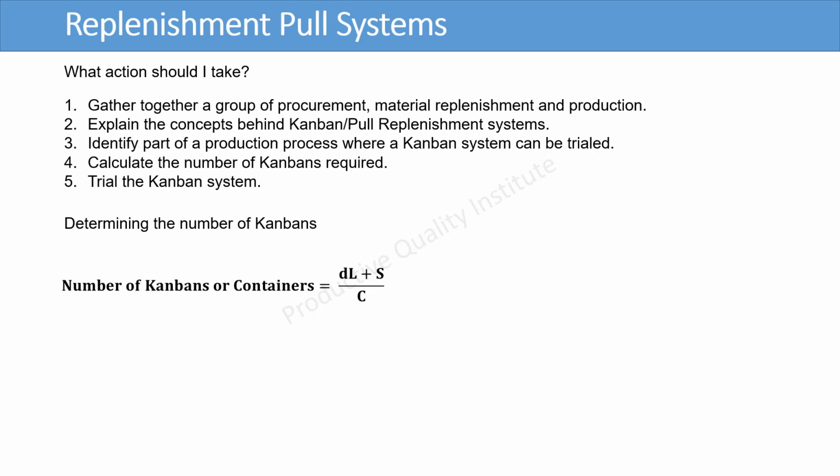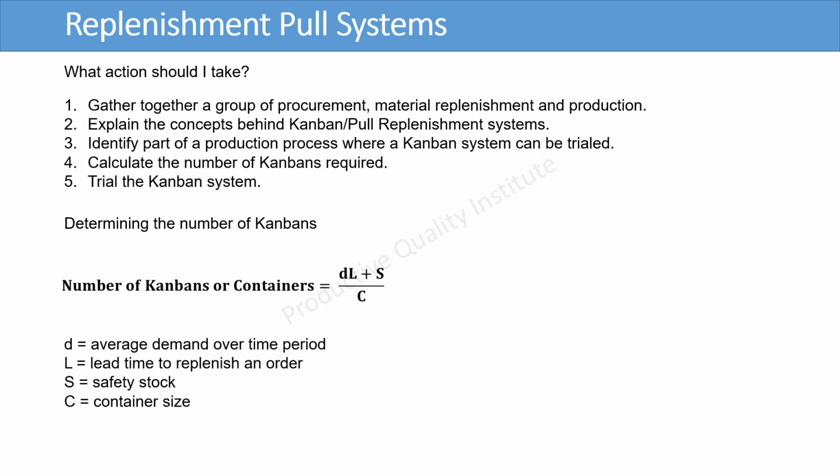Determining the number of Kanbans: the number of Kanbans or containers is equal to the average demand over the time period, multiplied by the lead time to replenish an order, plus the safety stock, all divided by the container size.